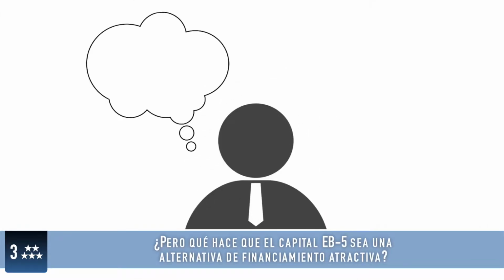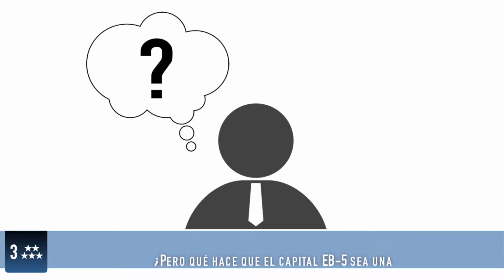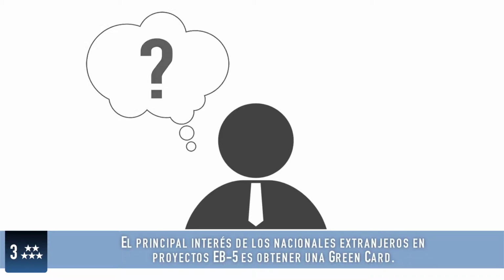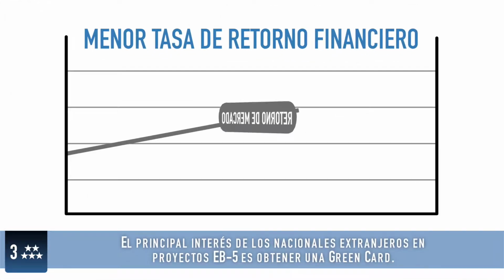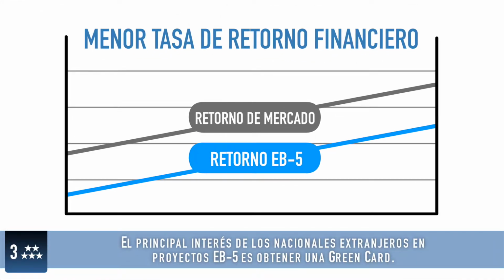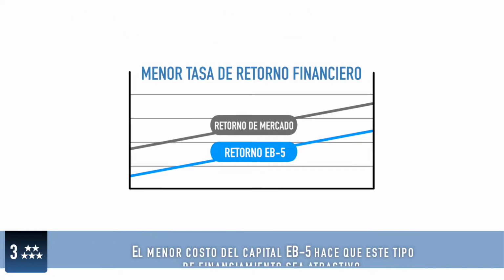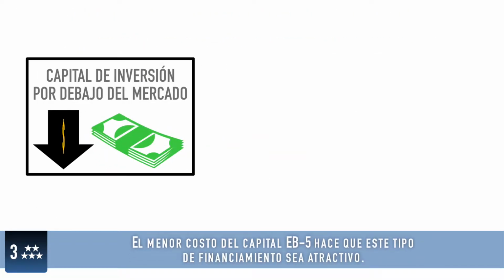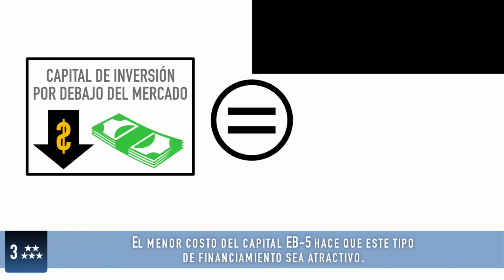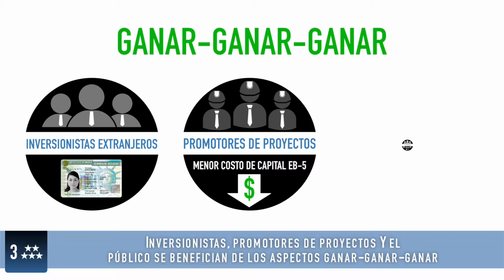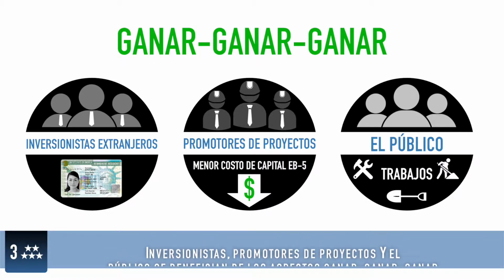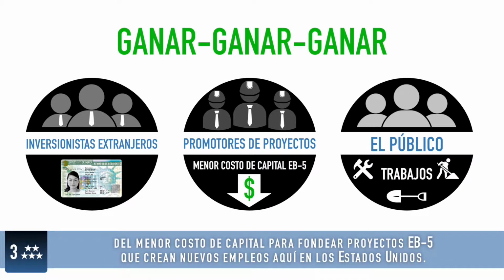But what causes EB5 capital to be an attractive financing option? The primary reason foreign nationals are interested in an EB5 project is to obtain a green card, and so most investors are willing to accept a lower financial rate of return on their investment in exchange. The lower cost of EB5 capital, therefore, makes EB5 financing an attractive alternative financing option. Investors, project sponsors, and the public benefit due to the win-win-win aspects of below-market overseas capital funding EB5 projects that create new jobs here in the United States.